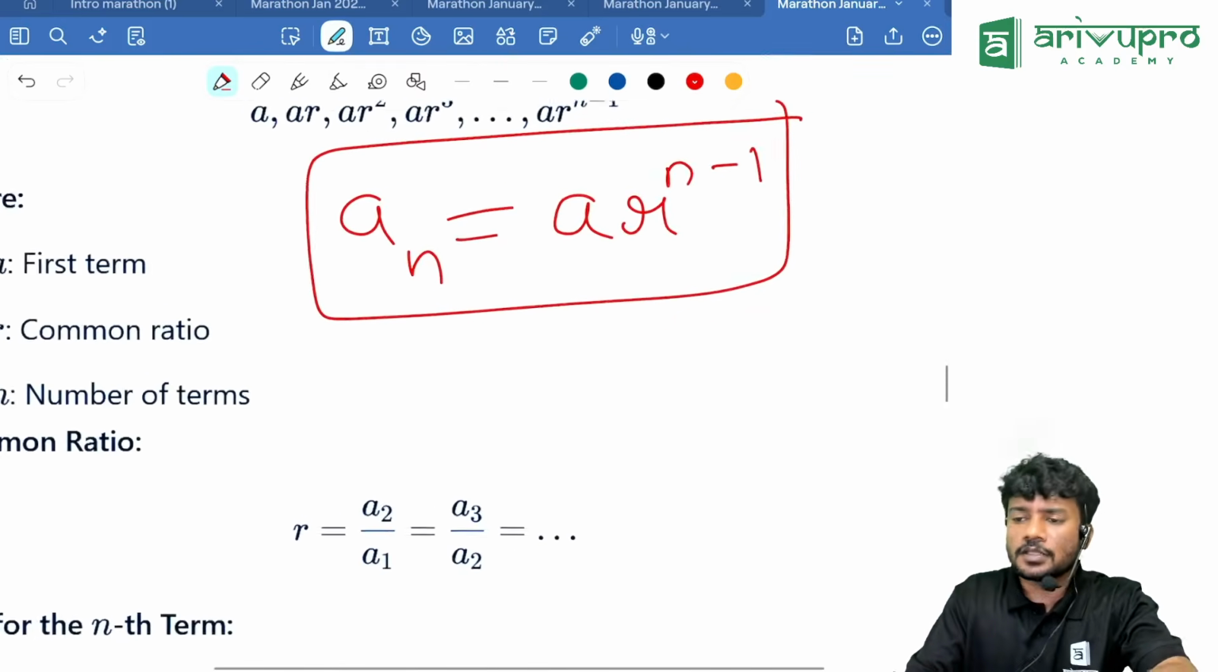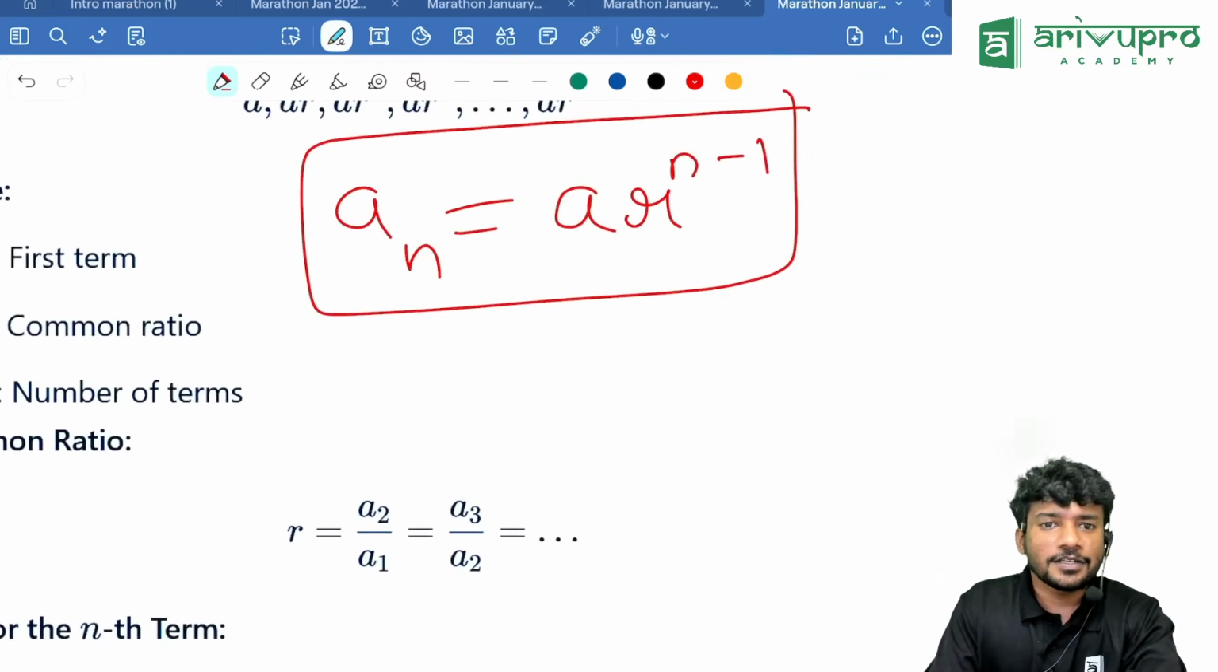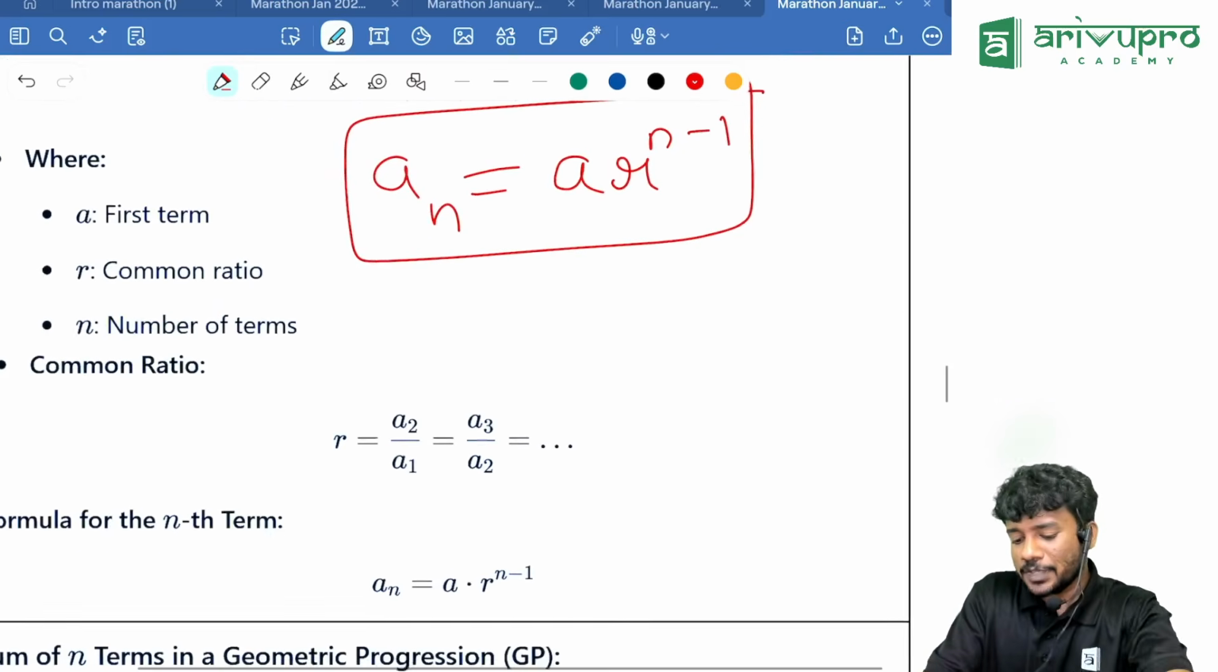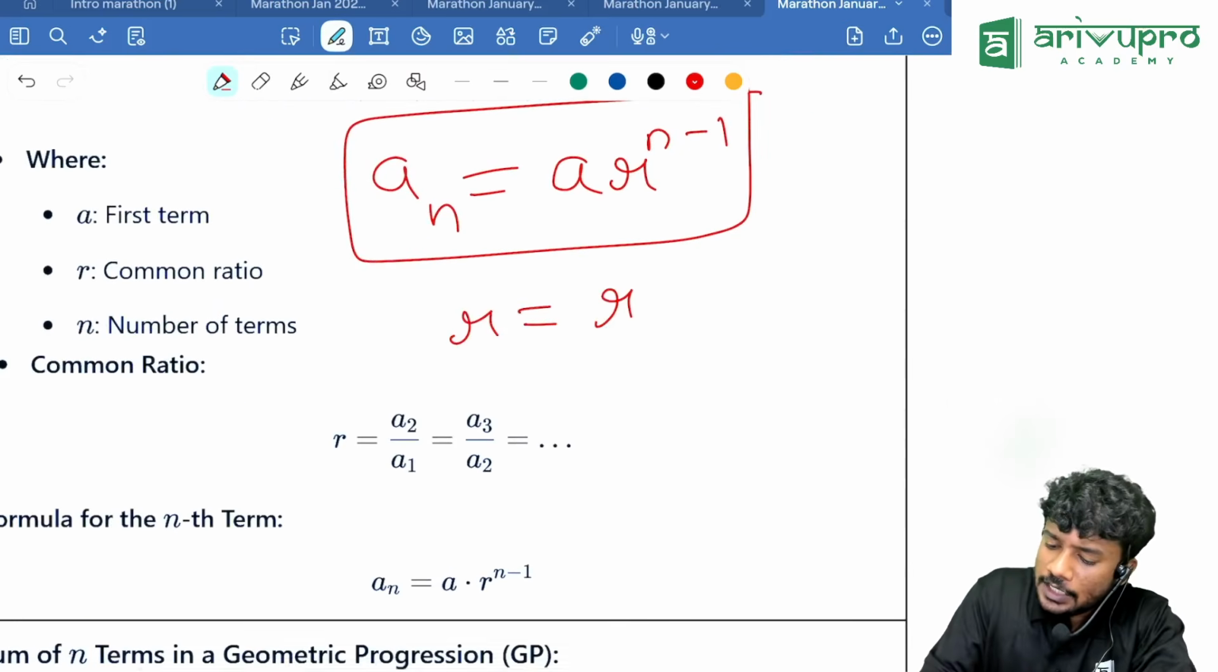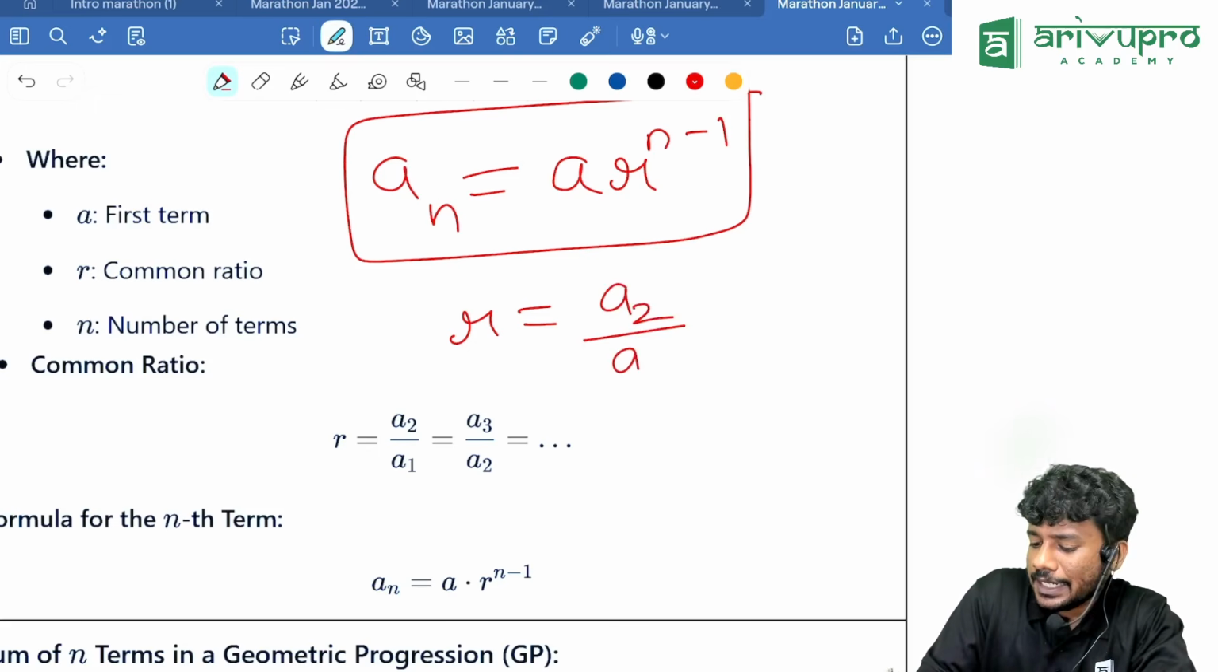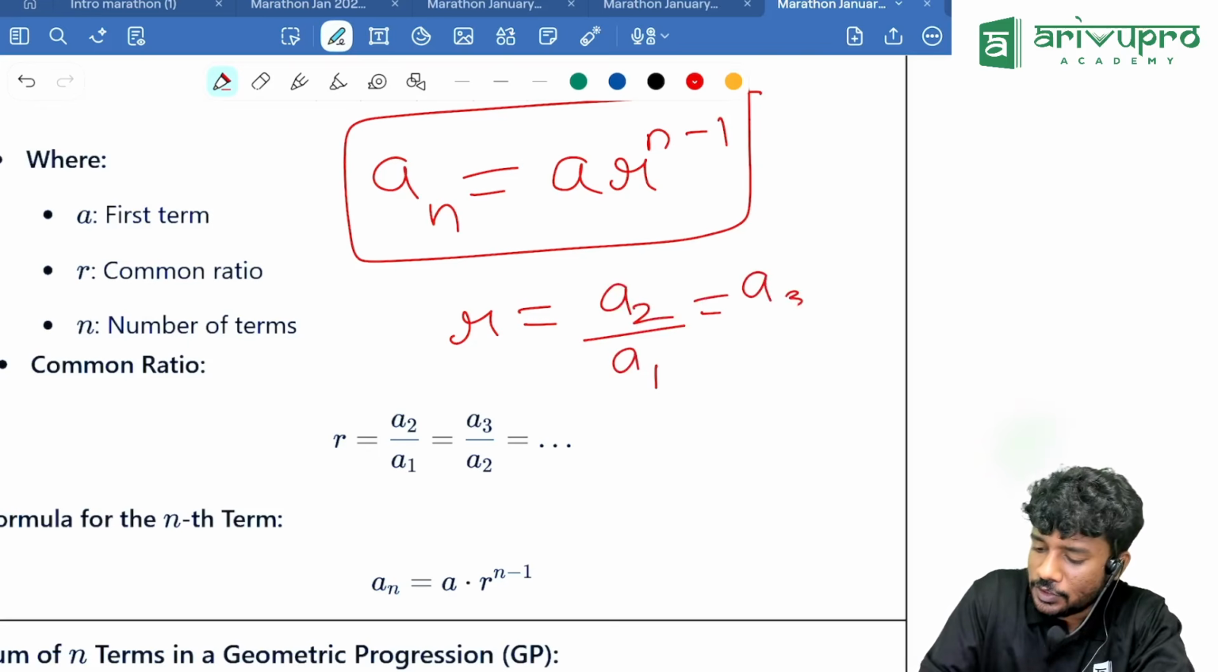How do you know that? A R raised to n minus 1. We'll check. Now, R is what? R is the common ratio, that is, second term divided by first term, which is equal to third term divided by second term, and so on.